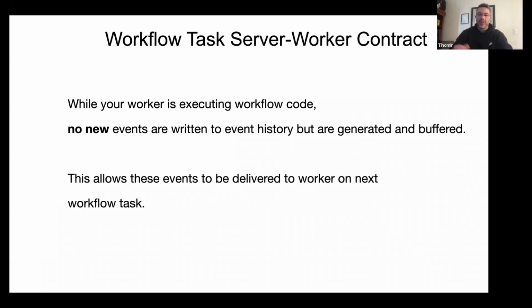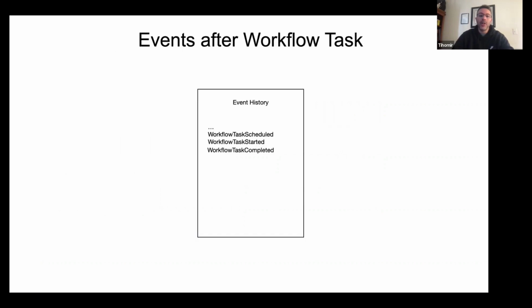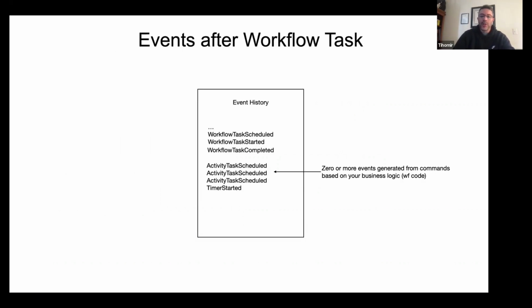All right, so this is basically the same contract that we talked about before: while your worker is executing workflow code, all the new events are going to be buffered and written after the workflow task completes. And this contract is actually a mechanism that allows the server to deliver all the new events to your workers after they have been generated. So we talked about this just real quick. The events after the workflow task completed event can be 0 or more events generated from commands, and 0 or more buffered events. And we'll check that in our example.